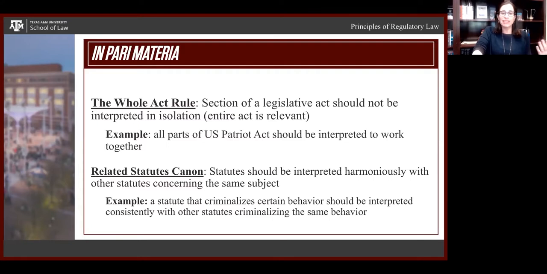The related statutes canon is not looking within an act, but across different statutes. And it's the same idea that you should interpret things harmoniously across statutes if they're dealing with the same subject matter. So an example of this would be a statute that criminalizes certain behavior should be interpreted consistently with other statutes criminalizing that same behavior.